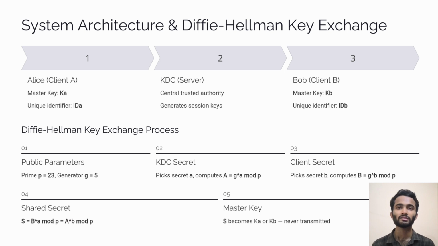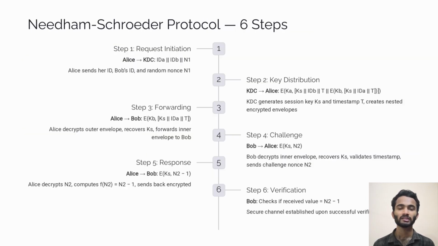The slide explains how Alice and Bob securely communicate using a trusted server called KDC. First, in Diffie-Hellman, both sides agree on some public values and choose their own secret numbers. They exchange computed values and generate the same shared secret key without even sending the key itself. In the next slide, we can see that the Needham-Schroeder protocol uses the same idea to create a secure session.